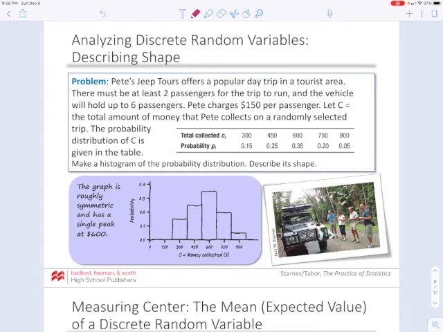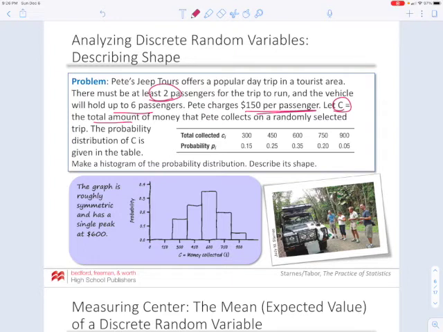All right, so here's just an example with Pete's Jeep Tours where they offer a trip. There must be at least 2 passengers. They can hold up to 6. It's $150 per passenger. So C is our random variable. We're going to let it be the total amount of money Pete collects on any randomly selected trip. So here is the probability distribution.